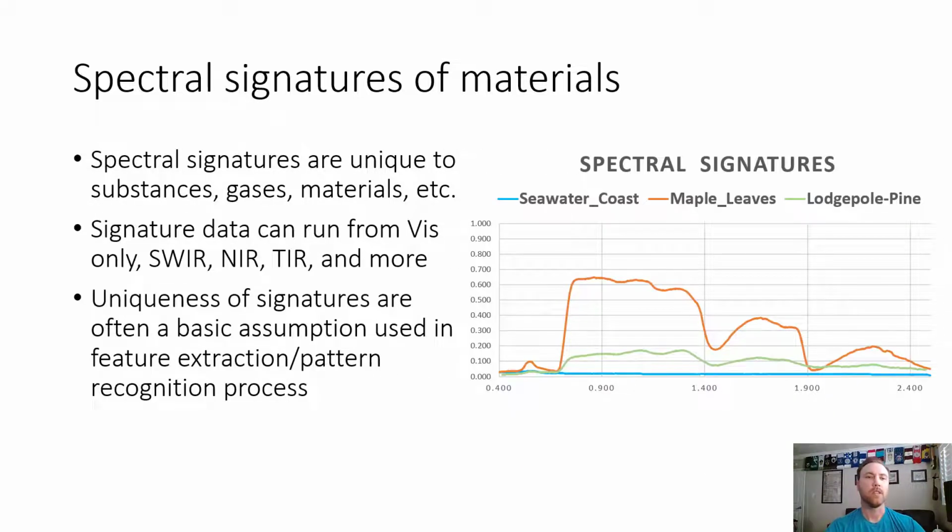So spectral signatures are unique to substances, gases, materials, atmospheres, surfaces, objects, things of that matter. And the signature data can run from visible light only, so light that happens to be within the RGB bands, between that 400 to 700 nanometer range, or outside of that into shortwave infrared, near infrared, thermal, and other bands. The uniqueness of the signatures is often a basic assumption used in feature extraction and pattern recognition processes. Again, whether we're looking at an object on Earth or an object outside of our planet's atmosphere, we can still look for a recognizable signature anywhere.